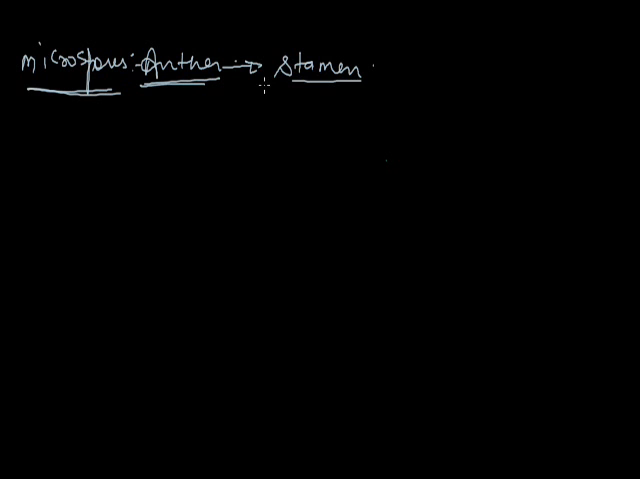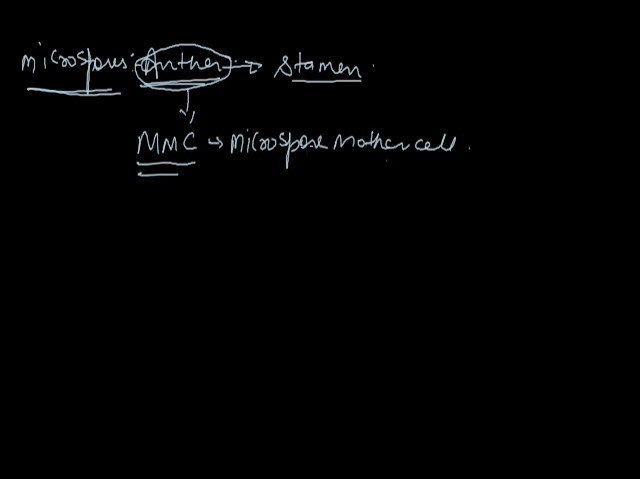In this anther, some particular cells are known as MMC. The full form of MMC is microspore mother cell. As the name suggests, these cells are the mother cells of the microspores, meaning these cells will produce the microspores in the anther. There will be meiotic division in them, and with the meiotic division, one microspore mother cell will form four microspores, and those four microspores are known as tetrads.